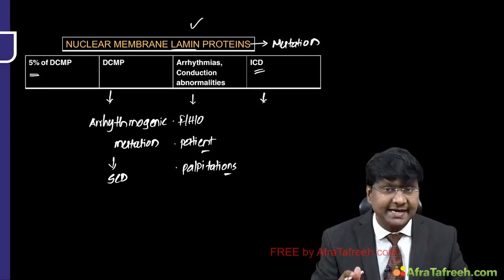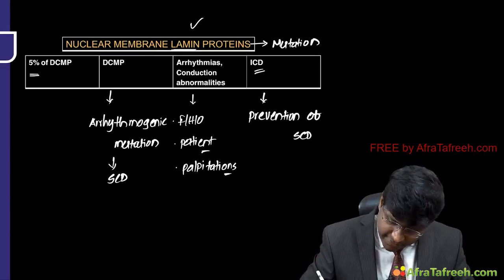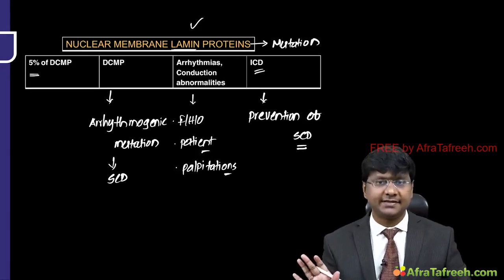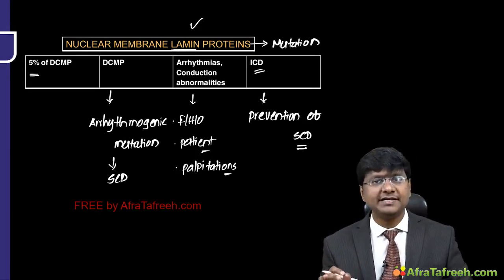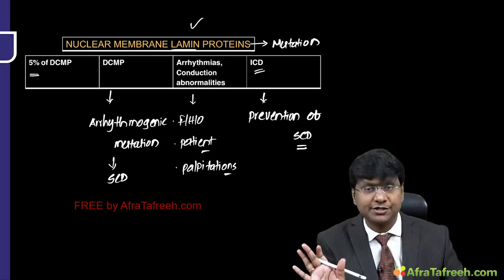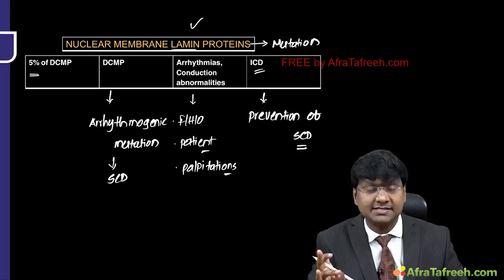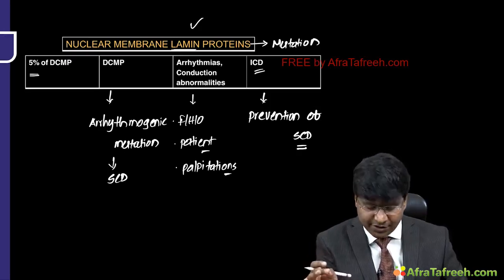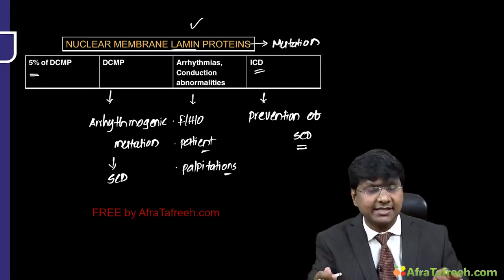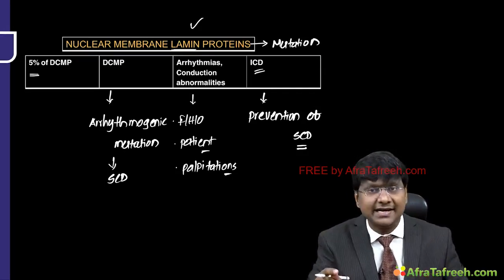So by placing the ICD, there can be prevention of sudden cardiac death, right? So that is the advantage of placing the implantable cardioverter defibrillator. So that is about your nuclear membrane lamin protein mutation. They constitute 5% of causes of dilated cardiomyopathy, right? These patients have an arrhythmogenic mutation, a family history or personal history of arrhythmias where the patient will complain of palpitations, and they are at increased risk of sudden cardiac death. So they are the ideal candidates for the ICD.